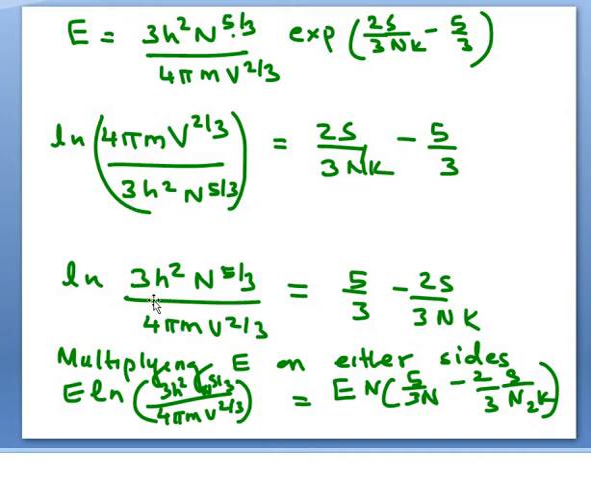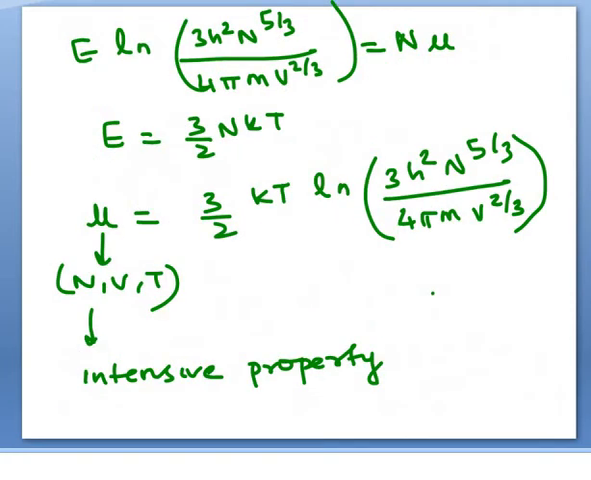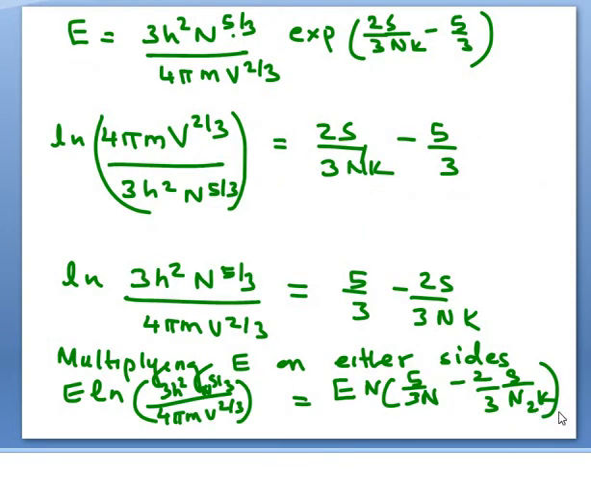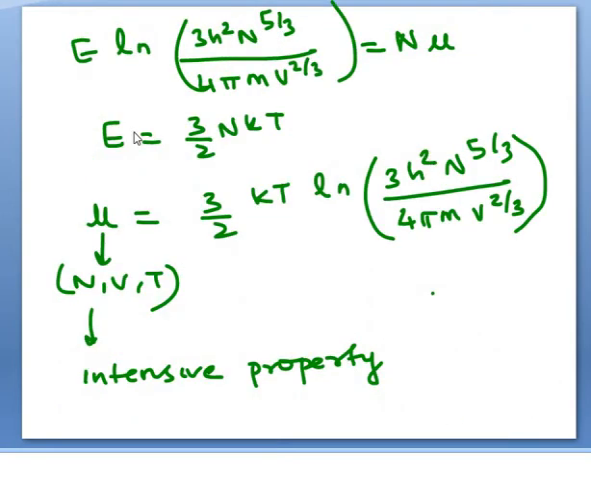To reverse it, you take a minus sign. So what will happen? Numerator will become denominator. Then multiply E on both sides. What you get is E ln of 3h square by 5n, to the power 5 by 3, 4 pi m v raised to 2 by 3, is equal to n mu. Let me tell you, this is mu. We had done all that earlier also. This is n mu.